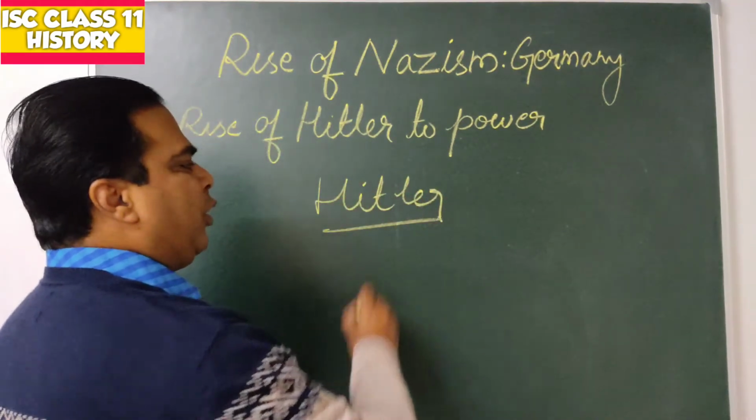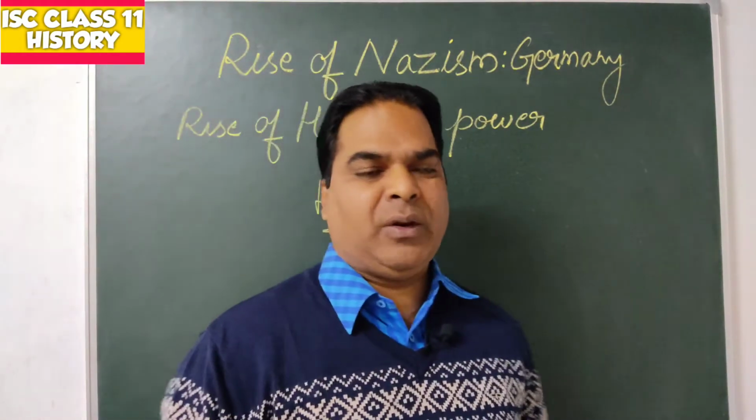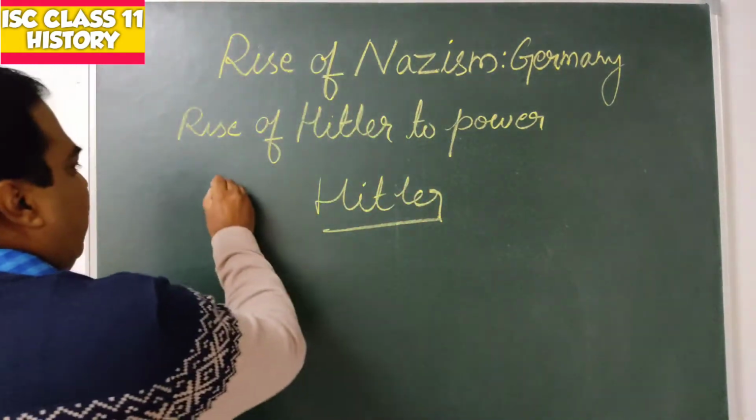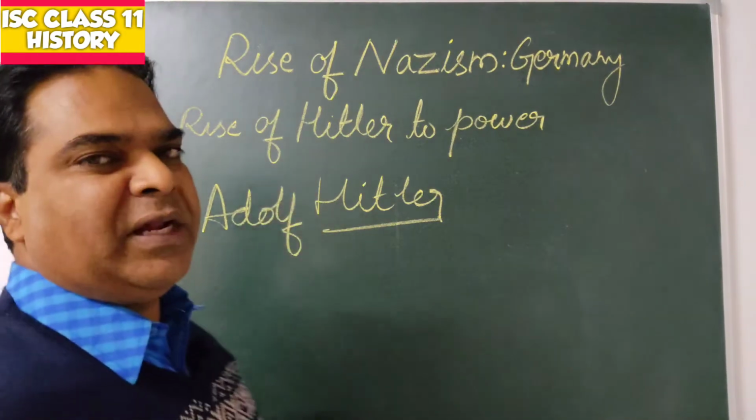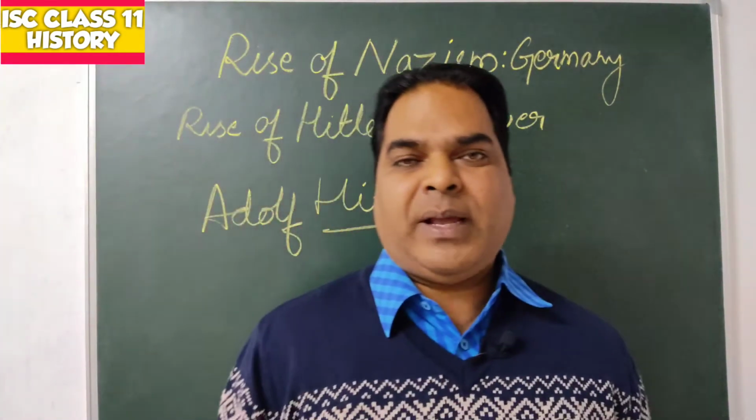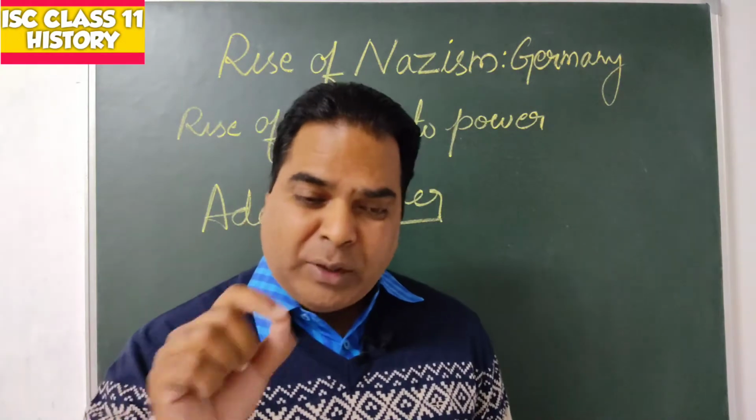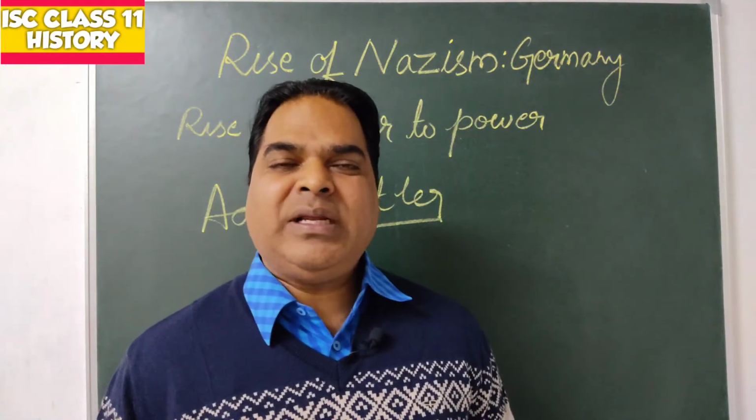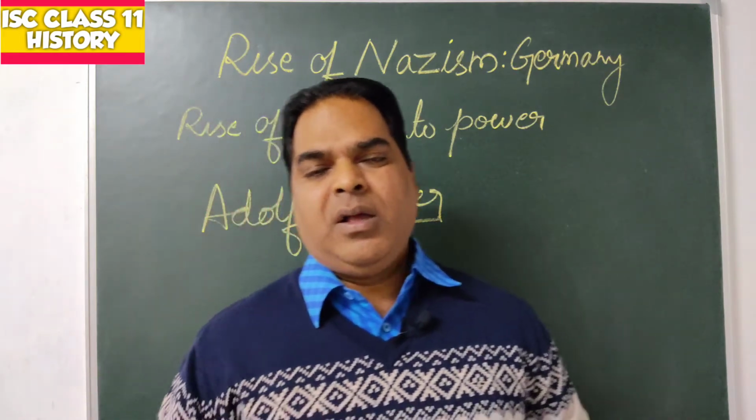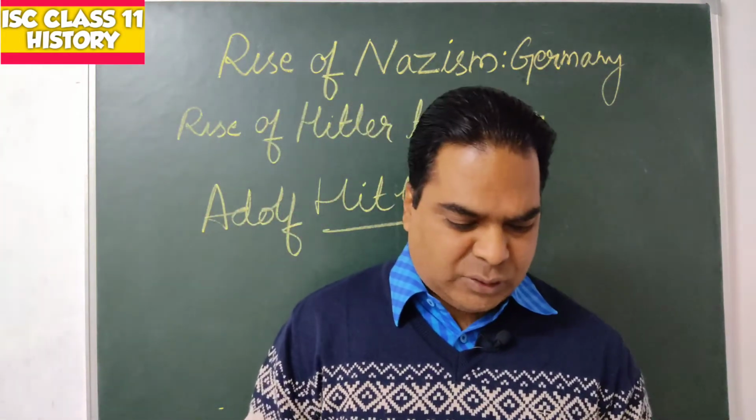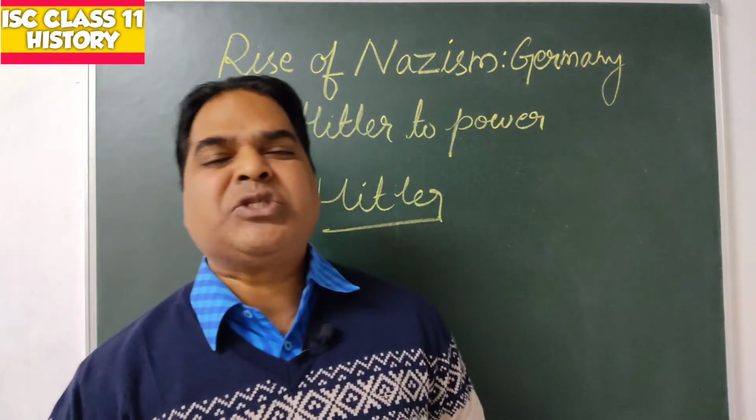This name is not new for the students of history, my dear. His name was Adolf Hitler. So, who was Adolf Hitler? We are going to discuss Adolf Hitler: how did he come to power, and what connection did he have with the Nazi party and the spreading of Nazism, my dear. So Hitler was an Austrian by birth.